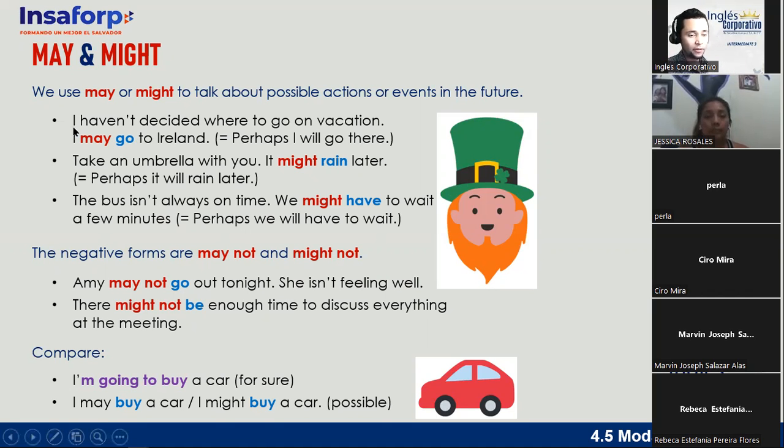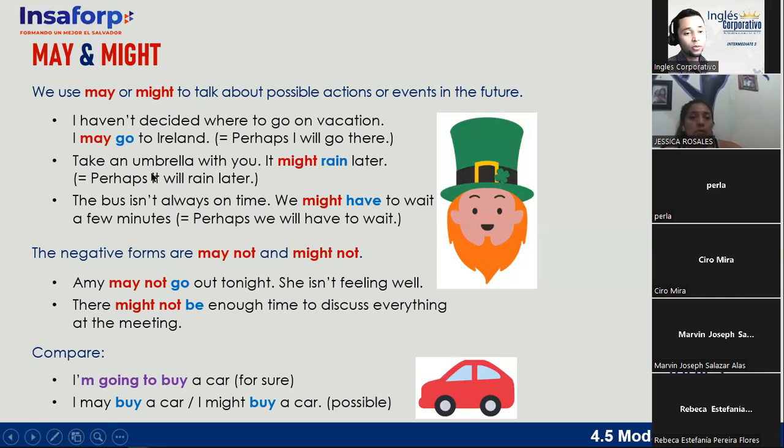So you have this sentence. I haven't decided where to go on vacation. I may go to Ireland. That means perhaps, tal vez, perhaps I will go there. So you're using may to talk about the future. But in this case, again, it's only a possible future. It's not a definite future. It's only possible. I may go to Ireland, right? That means maybe, perhaps I will go there, but I'm not sure.